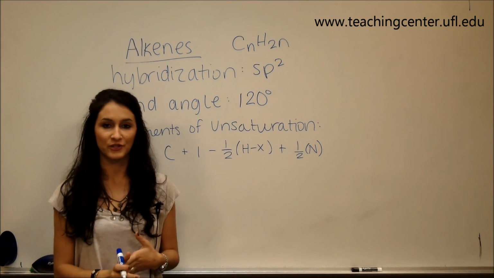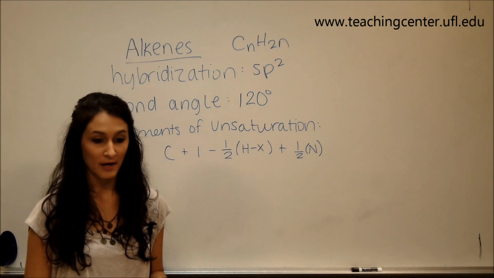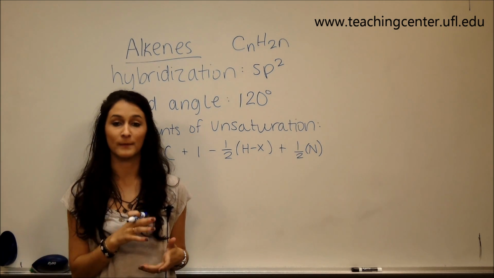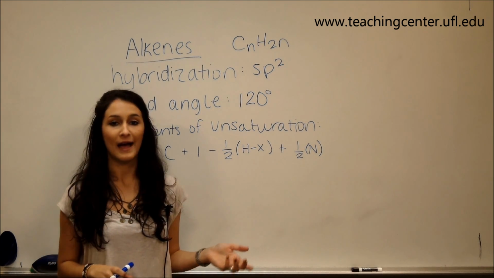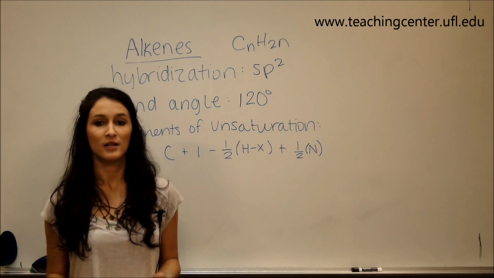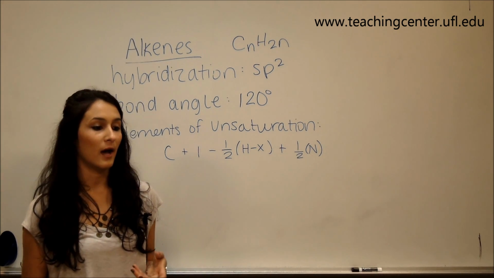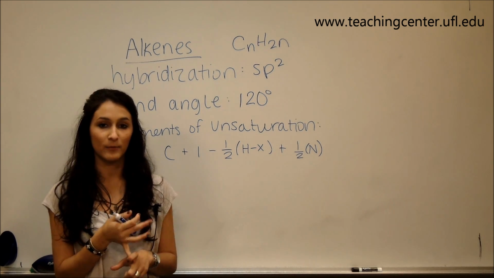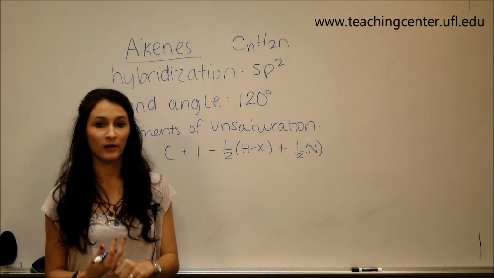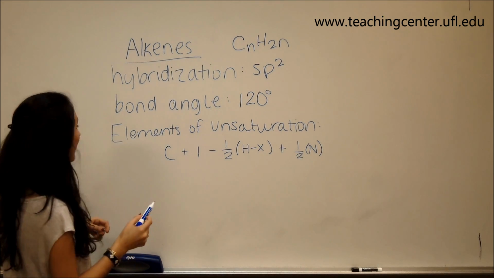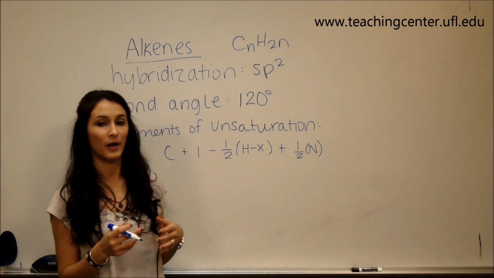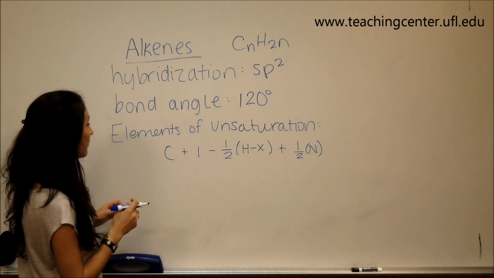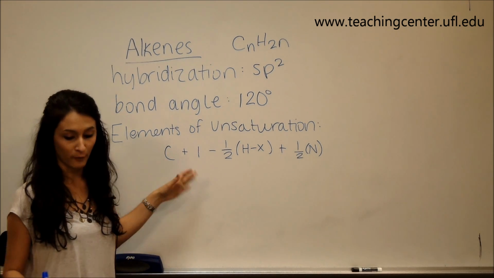Okay, so elements of unsaturation is something they introduce in this chapter. Basically, they'll give you a chemical formula, and they'll ask you how many elements of unsaturation. So it tells you a little bit about the molecule and what it might look like. An element of unsaturation can be a double bond or a ring or something like that. So anytime you're basically losing a couple hydrogens. All you have to do is take a formula that they give you.